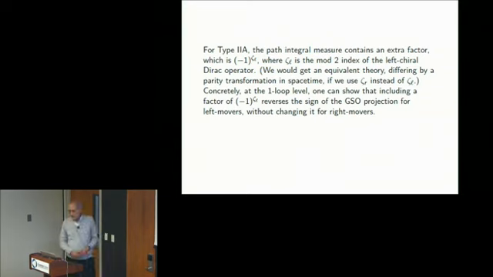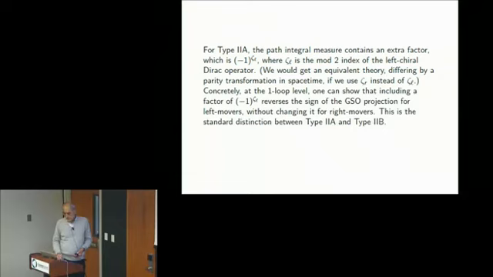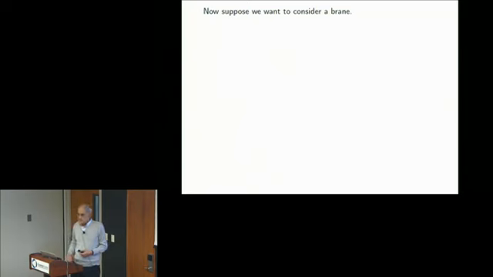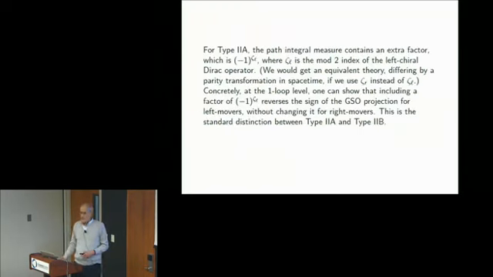Concretely, at the one-loop level, you can show that including a factor of (-1)^ζ_left reverses the sign of the GSO projection for left movers without changing it for right movers. That's the standard distinction between type 2a and type 2b. So that's all I'm going to say about type 2a and type 2b in the absence of branes.